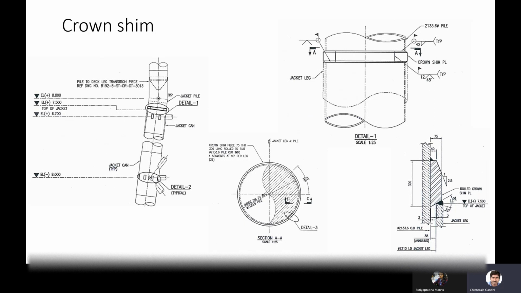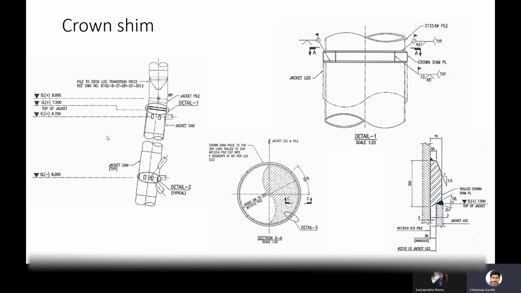Now we arrive at the crown shim, because we cannot have a projection beyond the jacket leg. Anyway, this is the maximum thickness we can provide. If this thickness is not sufficient, then we have to increase the height, so that the sectional property increases. Okay, so this is the weld. The top is a fillet weld, and the bottom side is a butt weld.